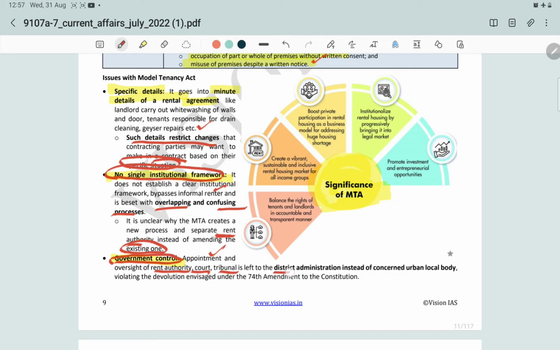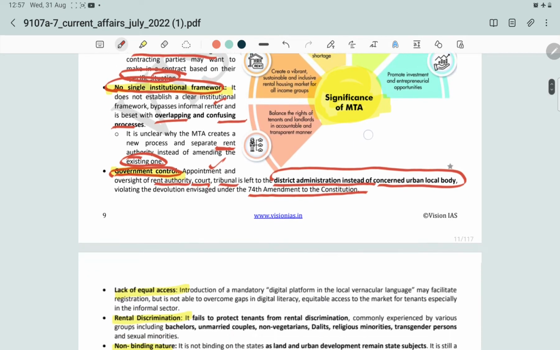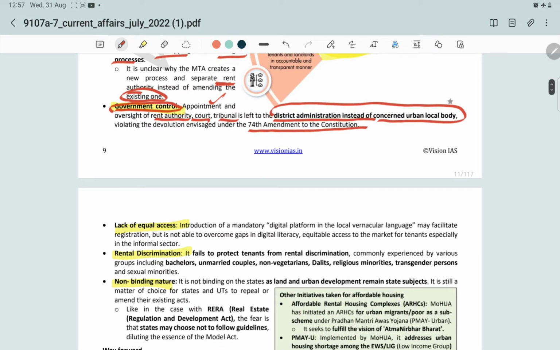Court and tribunal is left to the district administration instead of the concerned urban local body, violating the devolution initiated under the 74th Amendment to the Constitution. There is also lack of equal access. Introduction of a mandatory digital platform in the local vernacular language may facilitate registration, but it is not able to overcome gaps in digital literacy and equitable access to the market for tenants, especially in the informal sector.